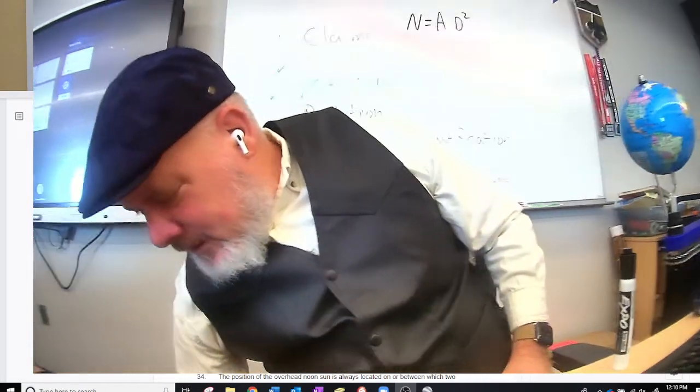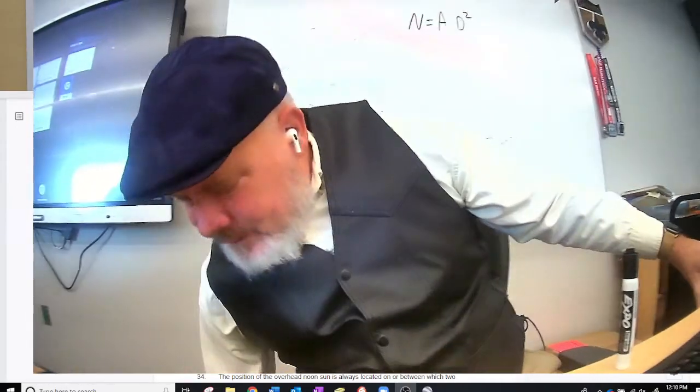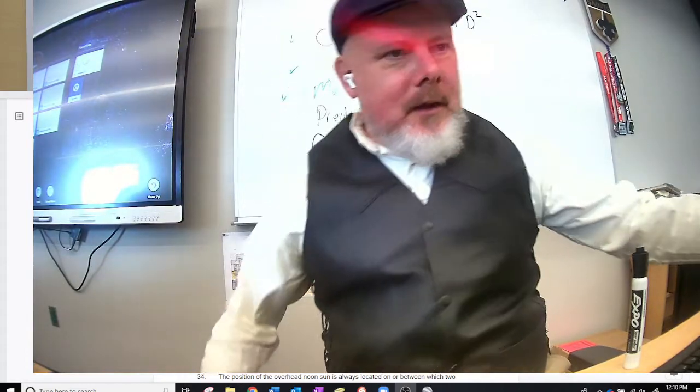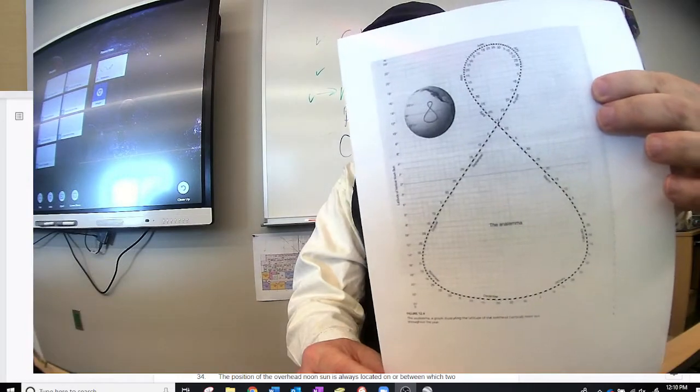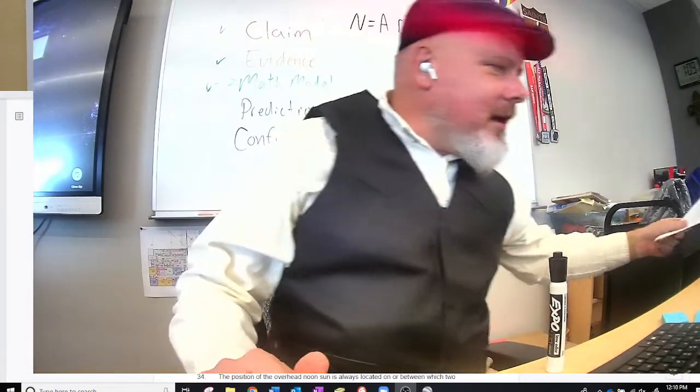Now, most globes will actually have a little figure 8 thing on it. This one doesn't have it because, well, quite frankly, it's tiny. And that figure 8 thing is called the analemma. The analemma looks like this. You guys will get a paper that looks like that. What the analemma does is it allows us to figure out on what particular day the sun is directly above the earth. So where is the noonday sun? Noon is when the sun is at its highest point.